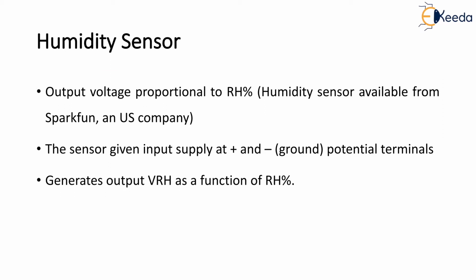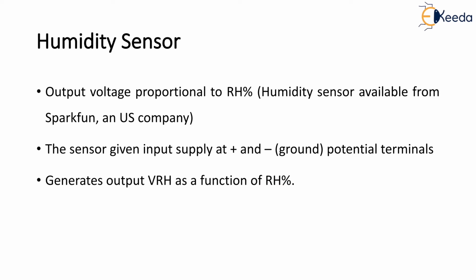Next one, humidity sensor. Here the capacitance changes are used for measuring relative humidity. The output is proportional to the relative humidity percentage. This humidity sensor is available from SparkFun, a US company. The sensor is given input supply at positive and ground potential, that is negative, and it generates a voltage as a function of relative humidity percentage.